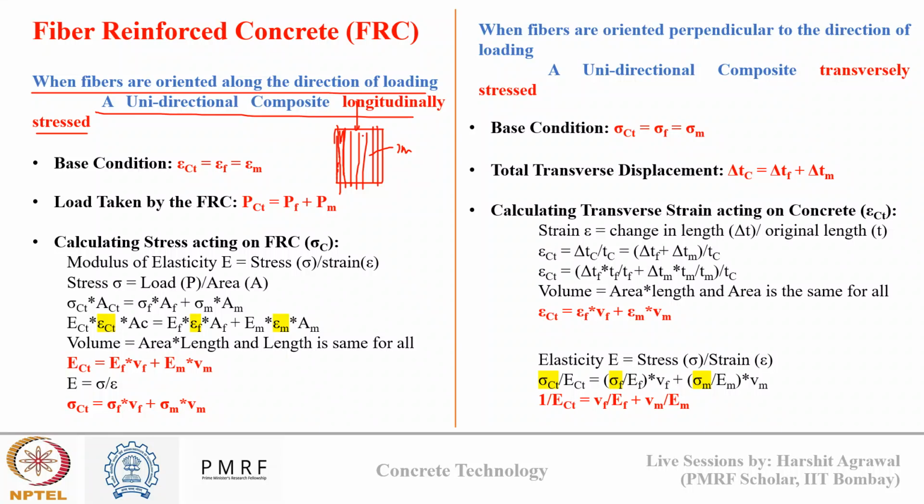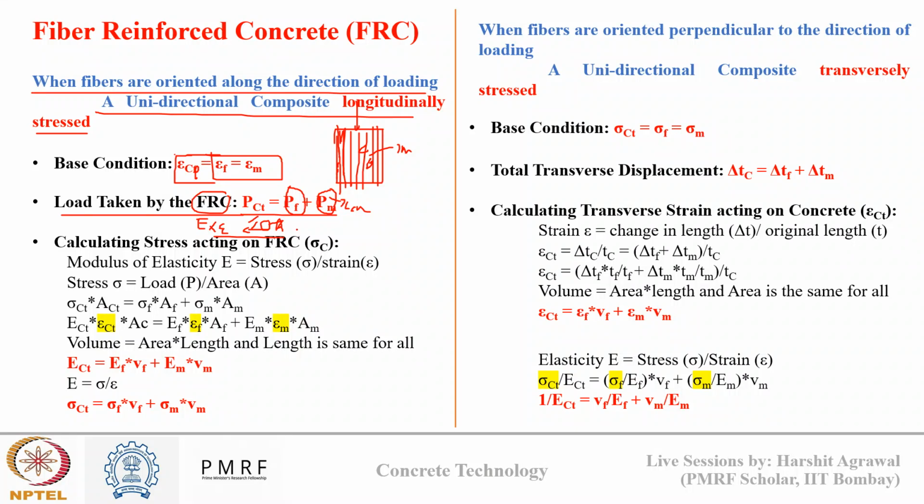So what will happen under this loading, this matrix and this fiber will experience the same strain. Okay, so my concrete under this loading will experience strain epsilon L. So the strain in concrete under this longitudinal loading will be equal to strain in fiber, which will be equal to the strain in the matrix. Okay, so the load taken by this fiber reinforced concrete will be nothing but the load taken by the fibers plus the load taken by the matrix, which is my concrete. Okay, now load we can write as stress into area, and stress we can write as elastic modulus times the strain value.